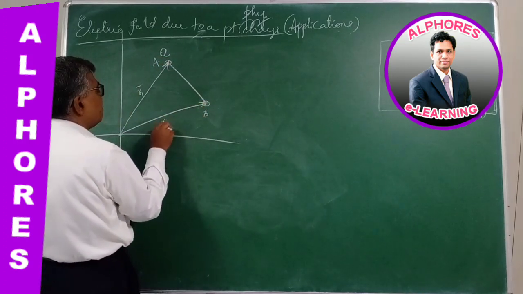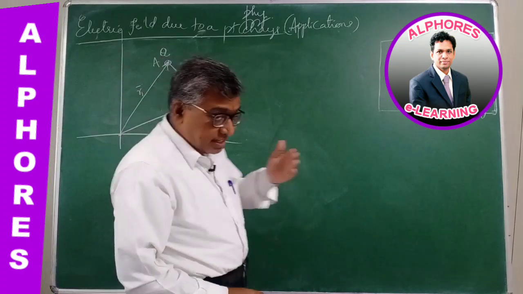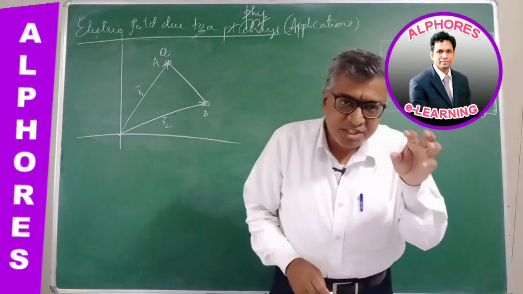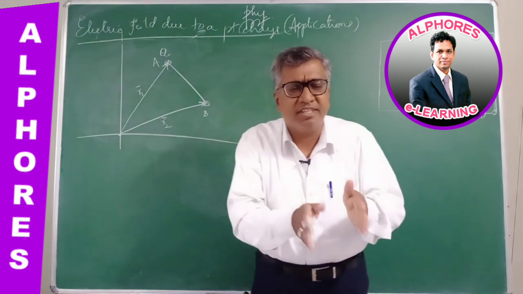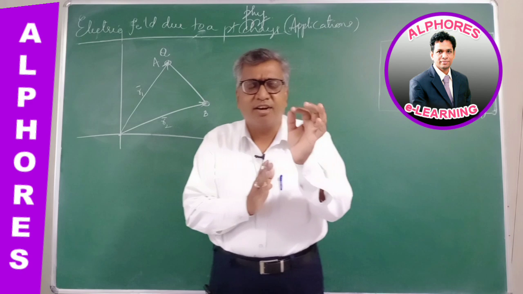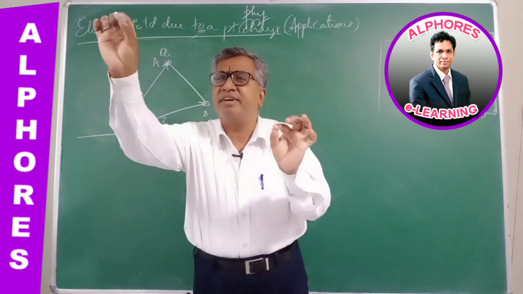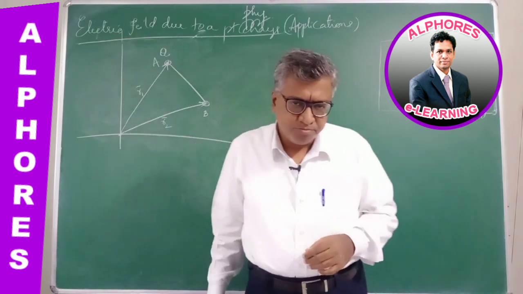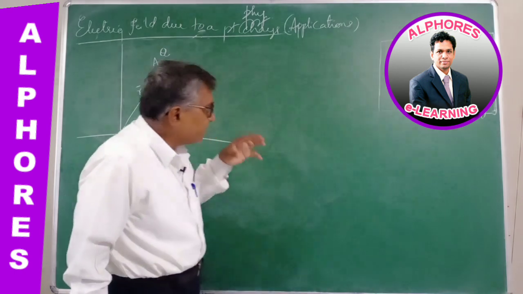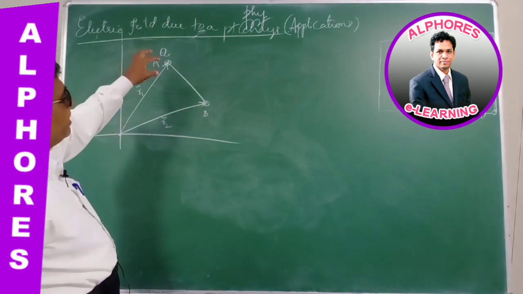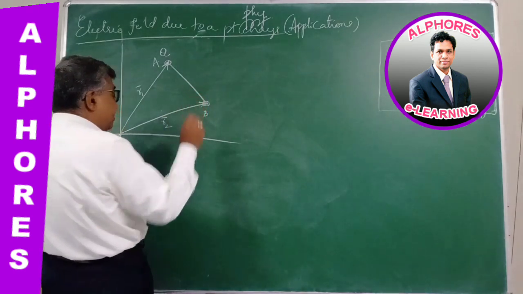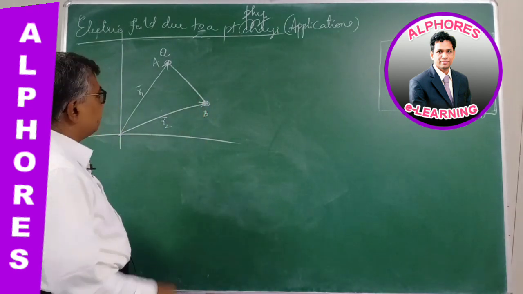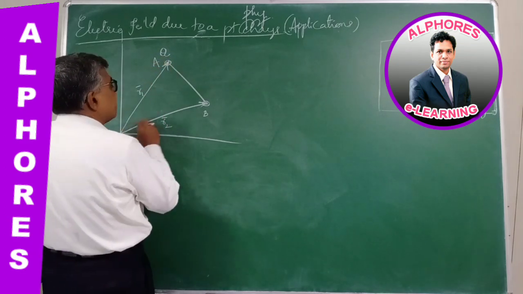At this point B, the radius vector is r2 bar. In the earlier case, we were considering the charge to be at the origin, so we imagined the origin at the charge, and the point of consideration is P, whose radius vector is r bar. But here the charge is at some other point, and we are asked to find the field at a point whose radius vector is r2 bar. So this is r1 bar and this is r2 bar.